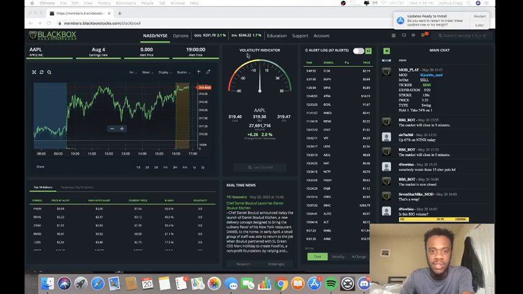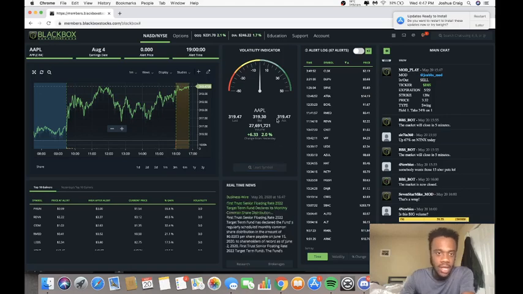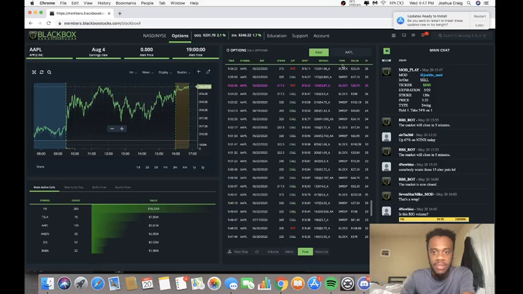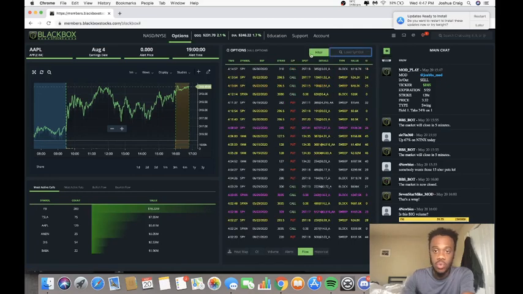But one thing I like about it too is the volatility indicator. You can load any symbol in here and it'll show the volatility indicator, which I think is pretty cool. So if you go over to the options tab, this is where I'm at most of the time.